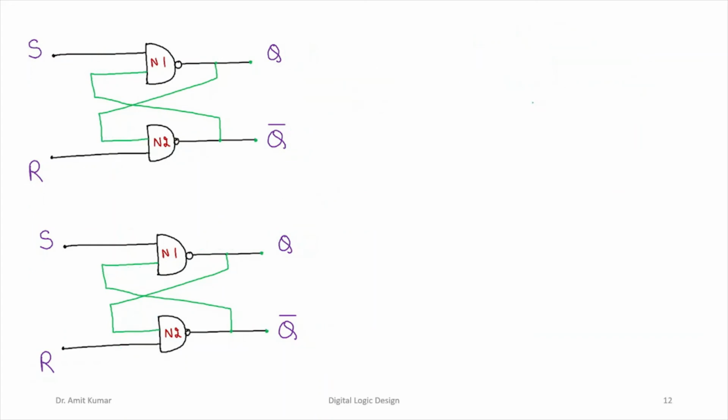Now we will look at the last case, when both of the inputs are 1. In that case, what should happen, right? If both of the inputs are 1, that is S is 1 and R is 1, what will be the output? That is Qn plus 1. Qn plus 1 means the output when both of these inputs are present as 1.